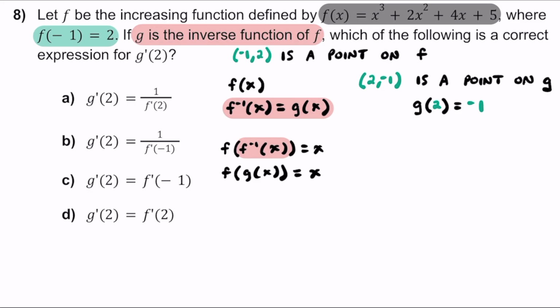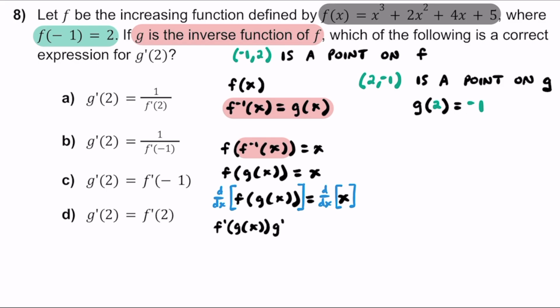If you take the derivative of both sides of this equation, on the left side we would apply the chain rule. We would say that this would be f prime of g of x multiplied by the derivative of g of x, which is g prime of x. And on the right side, the derivative of x is just going to be 1. Now notice we're looking for this g prime of 2, so that's going to be this part right over here.